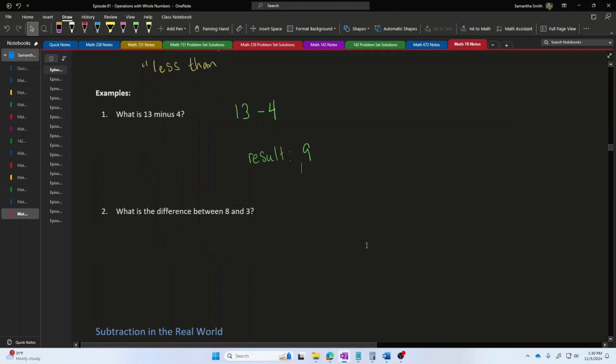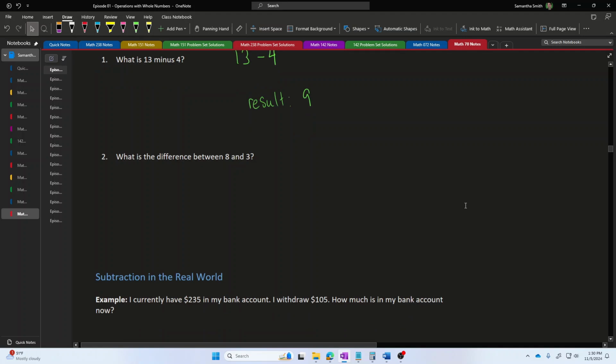Or someone could say, what is the difference between 8 and 3? This is a way to ask you what happens if you have 8 objects and remove 3 of them. What's the difference between having 8 objects and having 3 objects? If I have 8 objects to begin with, and I remove 3 of those and count what's left, then I have 5 objects between 8 and 3. So my result here would be 5 units.